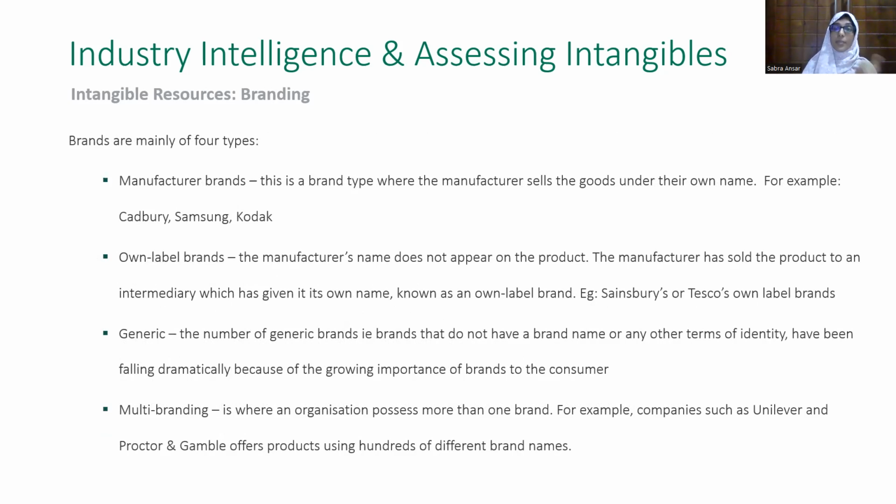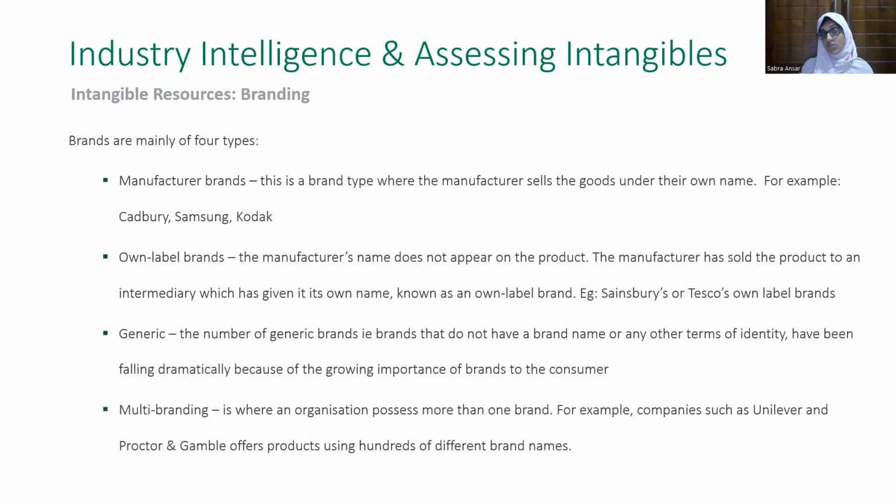Now, it could be own label brands. What is an own label brand? This is where the manufacturer name does not appear on the product, and it is sold to an intermediary, which gives it its own name, known as own label brand. For example, Sainsbury's and Tesco have their own label brands. These are manufactured by a manufacturer and printed with that particular label brand of the supermarket.